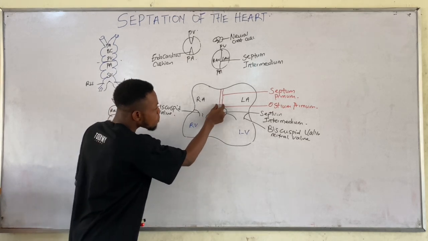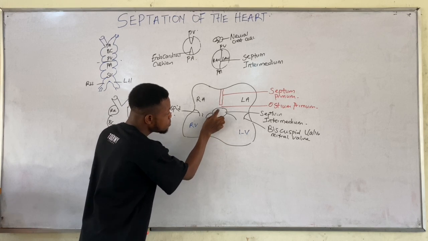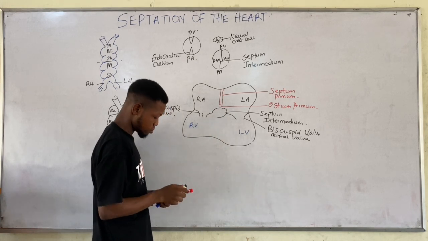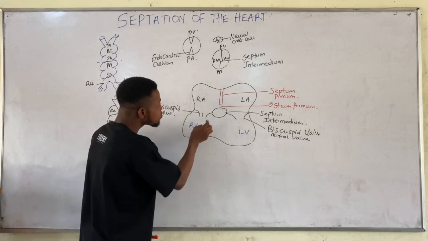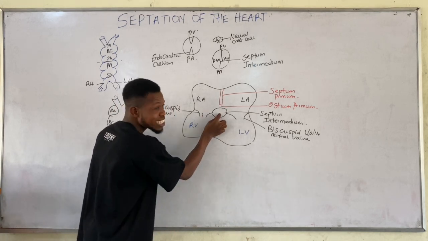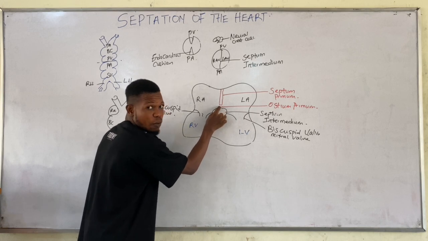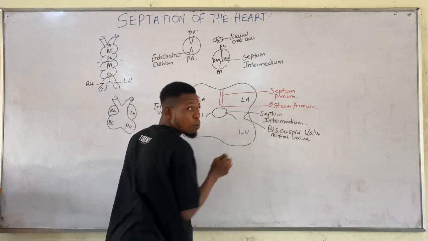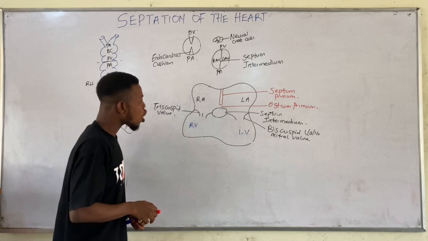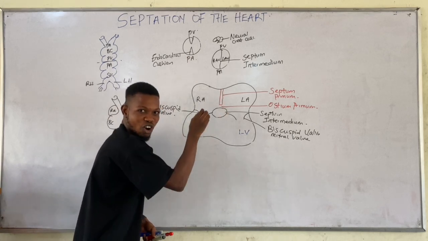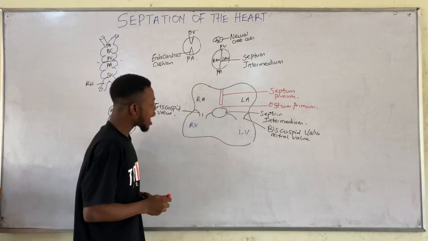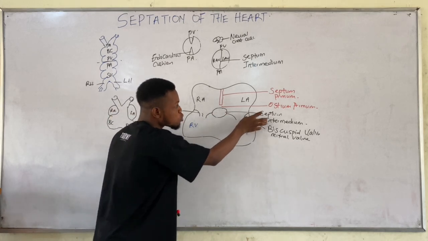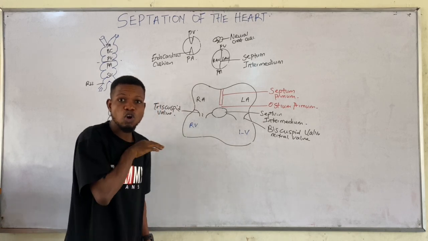Now, do you know what happens during subsequent development? The septum primum goes down and meets up with the septum intermedium. Are you guys following me? Before, there was a space between the septum primum and the septum intermedium. This is the space, the ostium primum. But later on, this septum primum will go down to meet up with the septum intermedium. When it goes down, the ostium primum becomes obliterated.